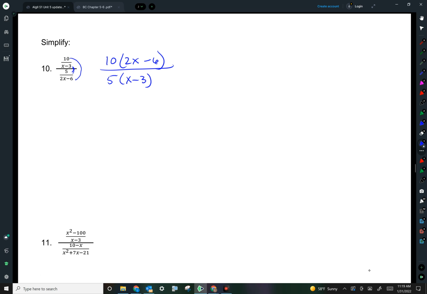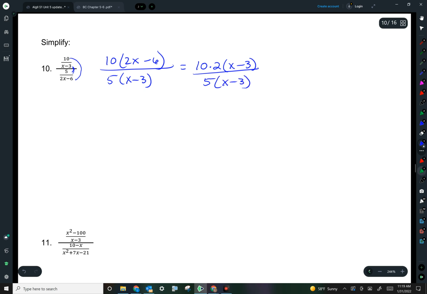So let's do like what we would normally do, and let's factor. So on top, that 2x minus 6, I can take out a 2. So I already have a 10. And now I'm going to take out a 2, and that leaves me with x minus 3. And then on the bottom, I can't do anything. It's just 5 times x minus 3.